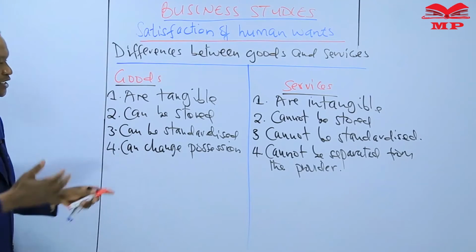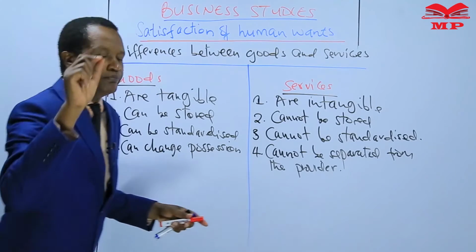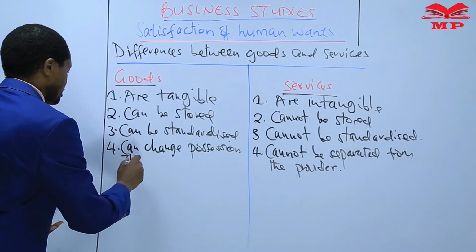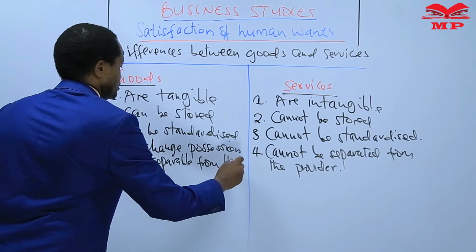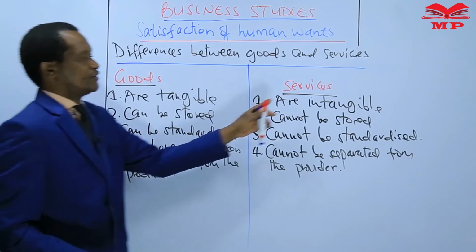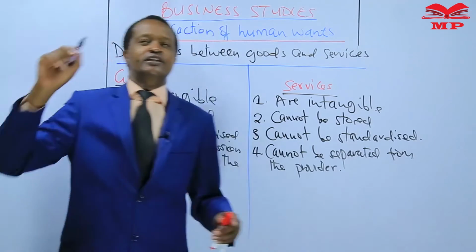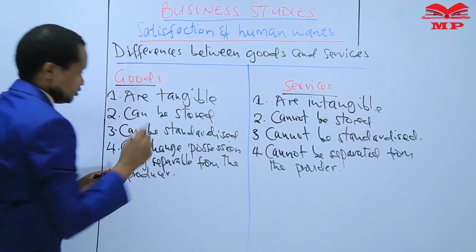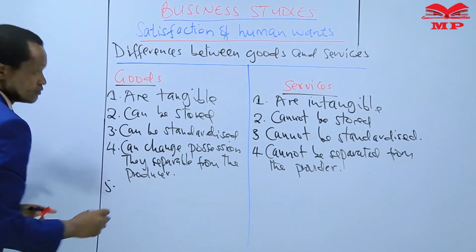But goods, on the other hand, can change possession because they are separable from the producer. But services cannot be separated from the provider. We call them service providers. That is the fourth distinguishing feature. We are discussing the differences between goods and services. Number 5. What do you think, learners?